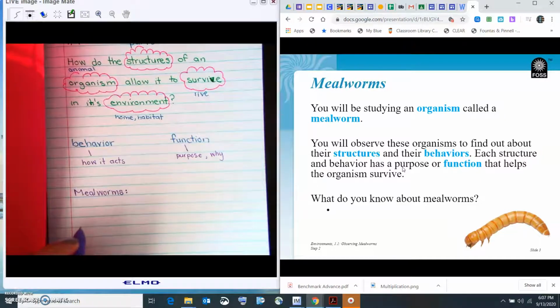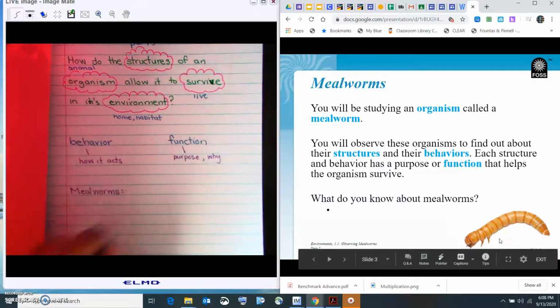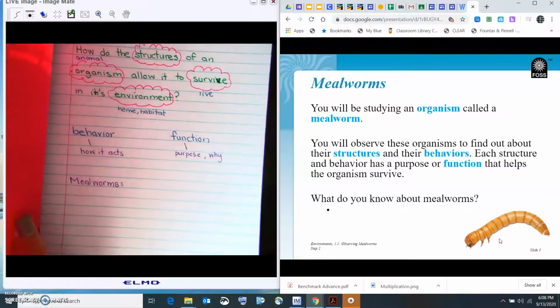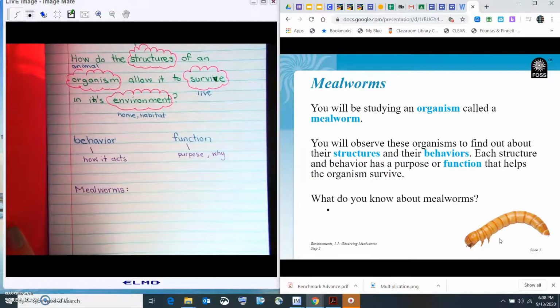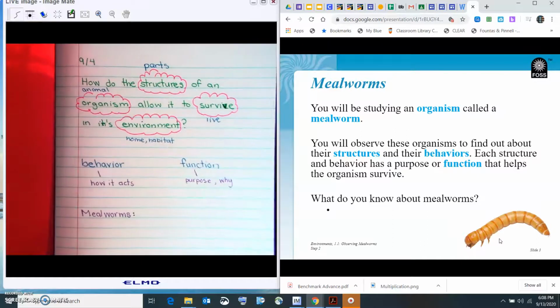So right here, go ahead and just brainstorm, what are some of the things that you know about mealworms? And here's a picture of a mealworm, if you have no idea. If you don't know, just put a question mark, but maybe you have some ideas of things that you know about that mealworm. Tomorrow, we will be watching little videos at each stage of the life cycle to look at the structures of the mealworm, what it has and what it uses it for, and also how it changes.